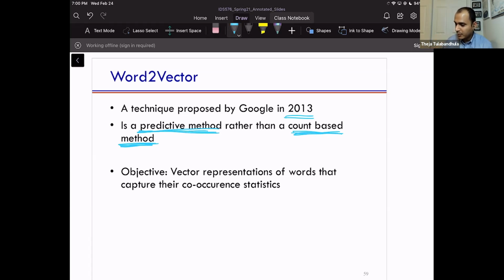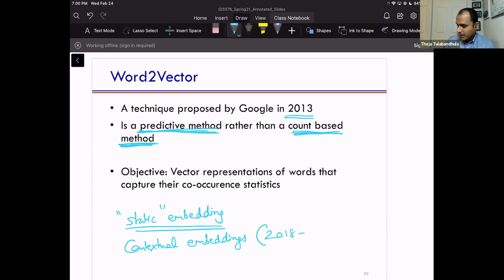So Word2Vec is a predictive method. Further, it's actually a static embedding. The reason I'm introducing this extra word is that in the next session, potentially, we'll see what are called contextual embeddings. Those were from 2017 or 2018 onwards, whereas these guys are from 2013 to now. So this is what we are seeing.